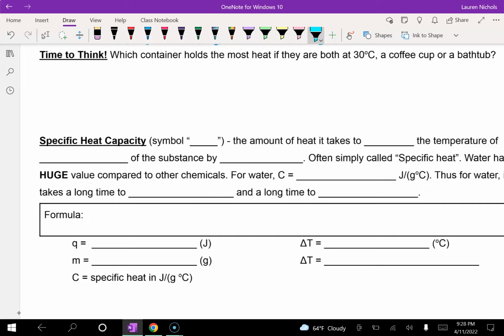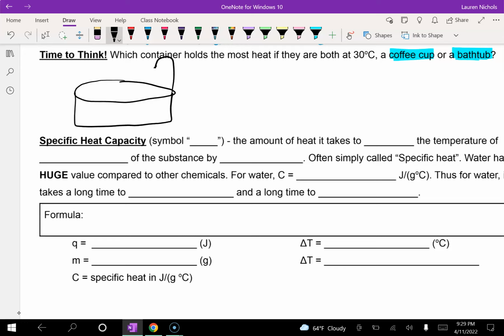Let's think, which container holds the most heat if they're both at 30 degrees, a coffee cup or a bathtub? So what I want you to do is think, okay, if you have a bathtub, it's got a little shower, it's got water coming out. Obviously, this is the most beautiful drawing ever, and it's filled with a whole bunch of water. And then you have a little coffee cup that's also got some water in it, which I didn't color inside the lines there, so there we go.